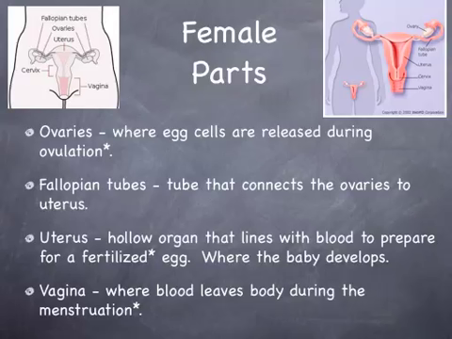Uterus. The uterus is an organ that lines with blood, and the reason it does this is to prepare for something called a fertilized egg. And I'll talk about fertilized on the next slide. The uterus is also the place where the baby develops. Vagina. This is a place where the blood leaves the body during a process called menstruation, which I will talk about on the next slide.